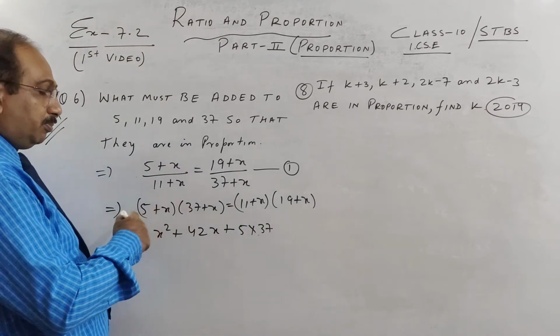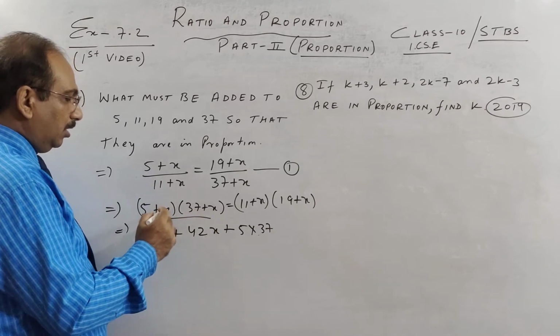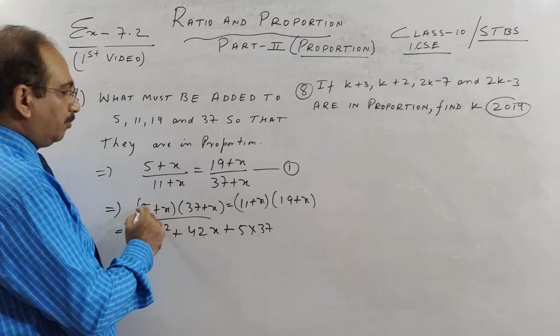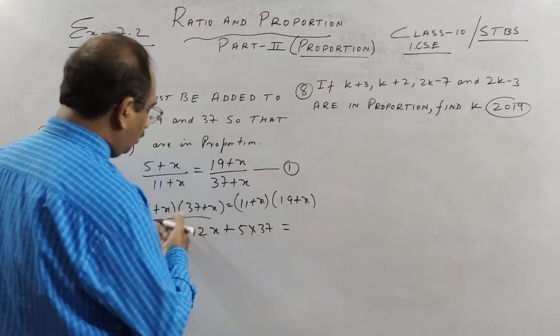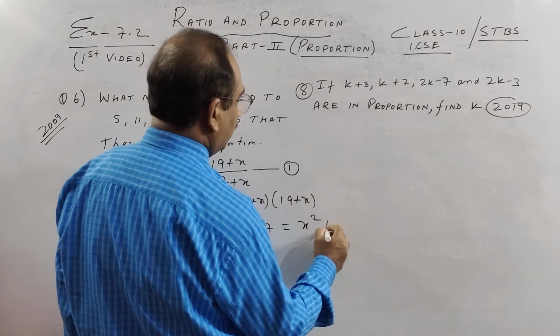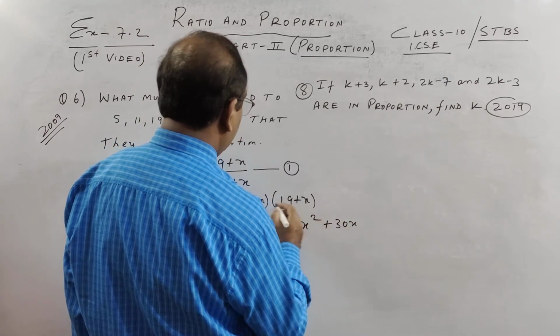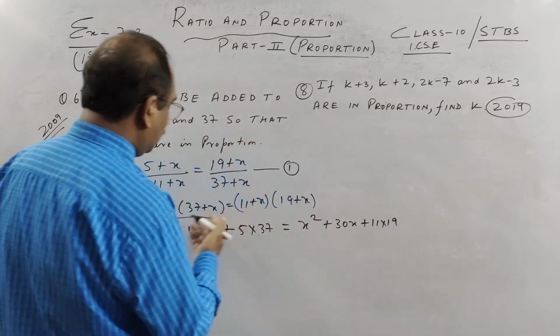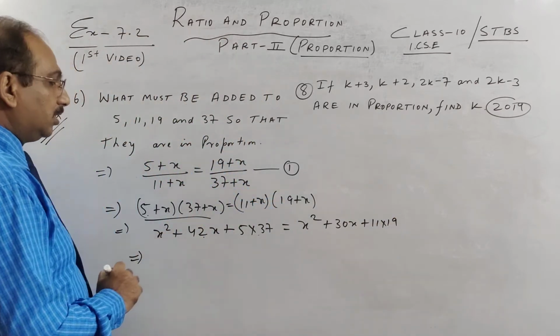If you have done expansion, I am doing it by the shortcut method: x square, sum of these two times x, and product of these two. Same way you can do it by the traditional method also. x square plus 11 plus 19, 30x plus 11 into 19. So this is the shortcut method which we have done in expansion in class 9.